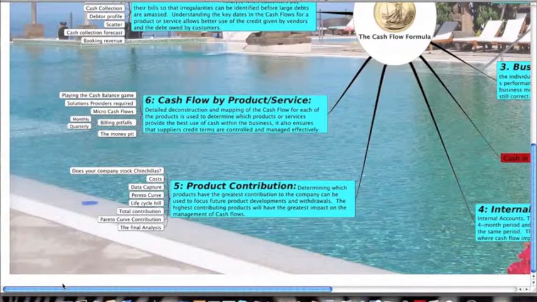Detailed deconstruction and mapping of cash flow for each of the products is used to determine which products or services provide the best use of cash within the business. It also ensures that suppliers' credit terms are controlled and managed effectively. We're going to talk about solutions providers rather than problem solvers. I give the example to create a crossing over a wide river where the problem-solving engineer says, let's build a bridge, and the solutions providing businessman says, let's rent a ferry. It's about making the best use of the cash that's available.